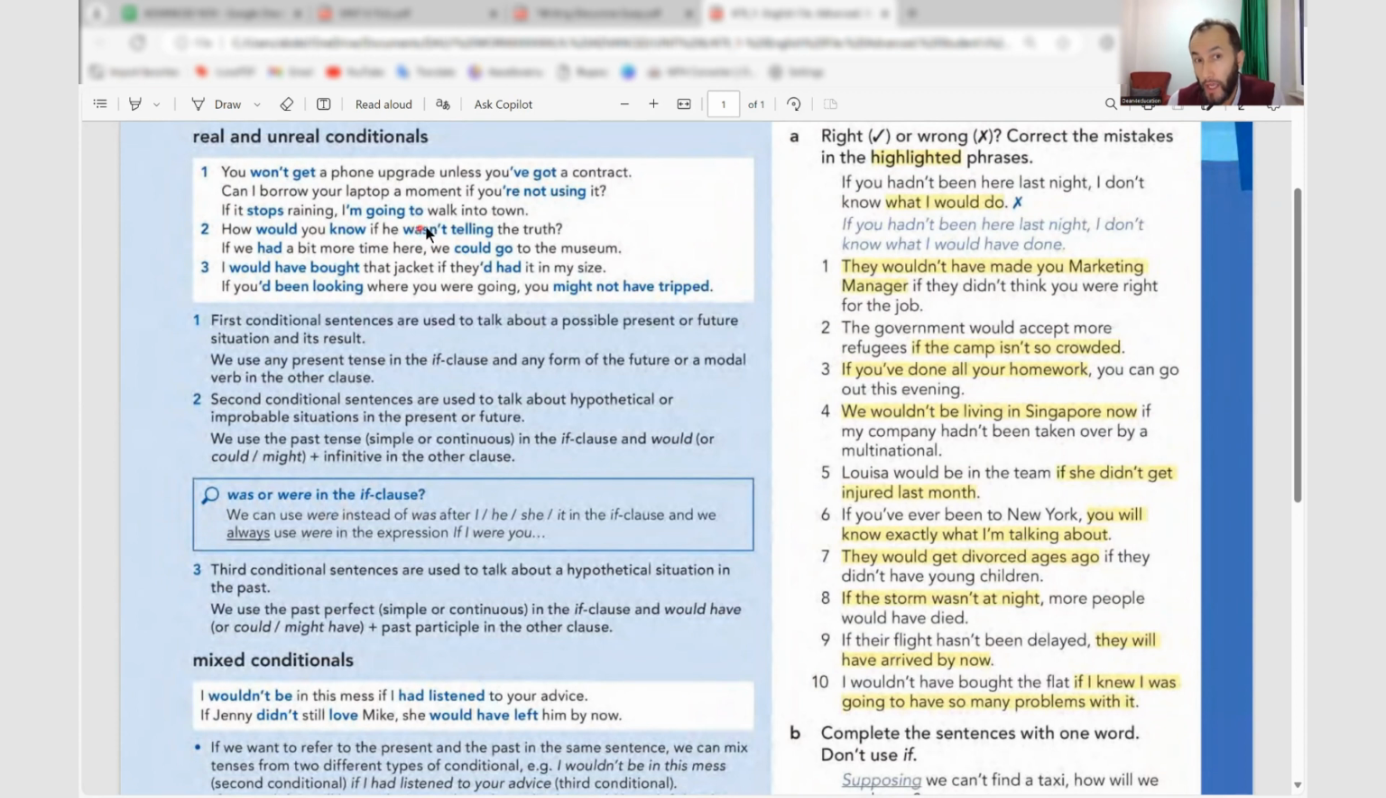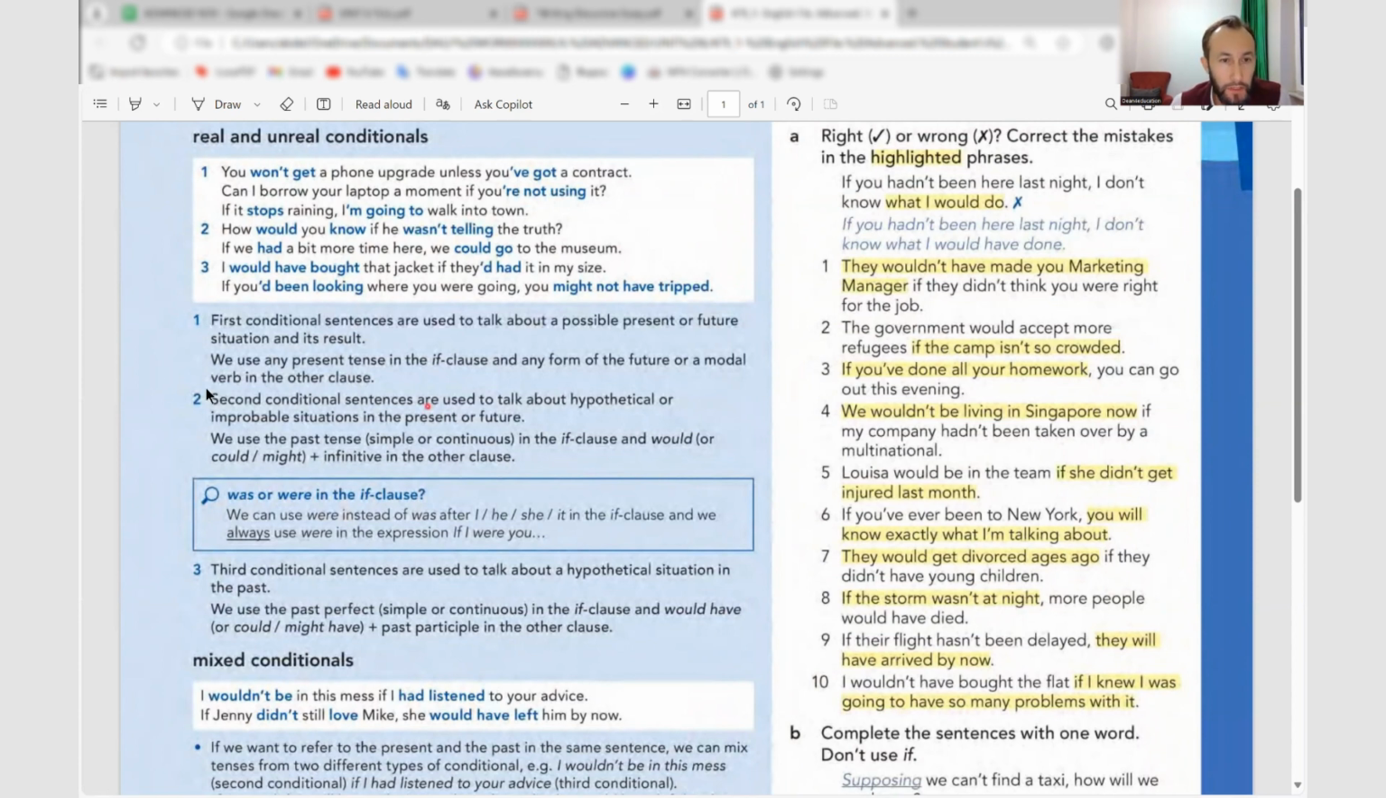Here we can put went as well. Wasn't or went. That's fine. If we had a bit more time here, that means we don't have time, the time is finished. But if we had a bit more time here, we could go to the museum. But in reality, we can't go to the museum. We ran out of time.